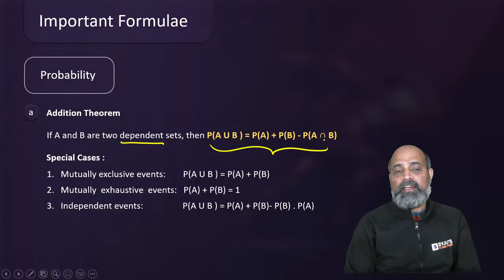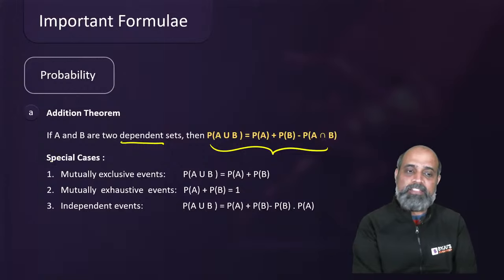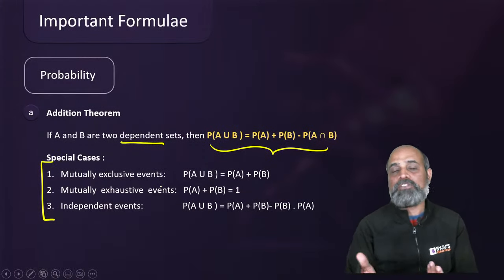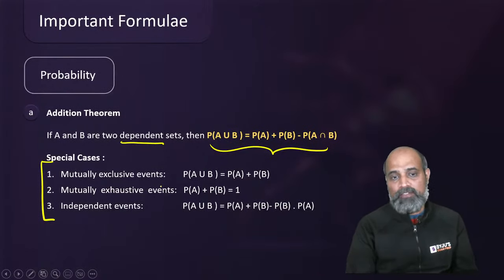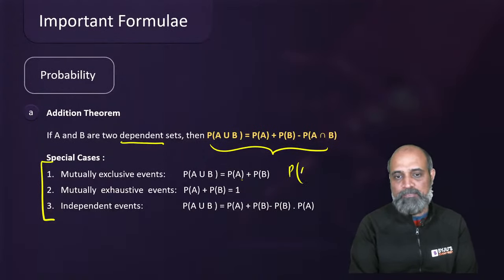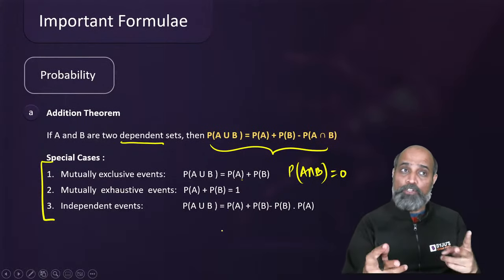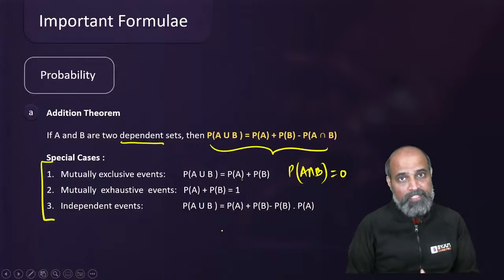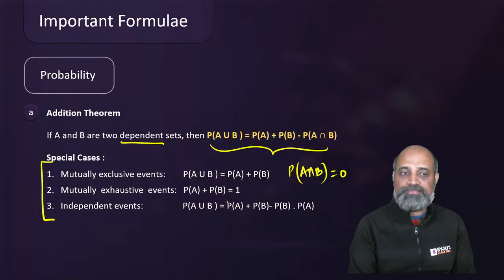Okay. Now, there are three further cases of this dependent sets. One is when things are mutually exclusive. So, instead of dependent, they become independent. So A union B is given as a simple sum, as this is a scenario where P of A intersection B becomes 0. Mutually exhaustive event, as in when two events cover all the possibilities, then the sum of their individual probabilities is going to be 1.